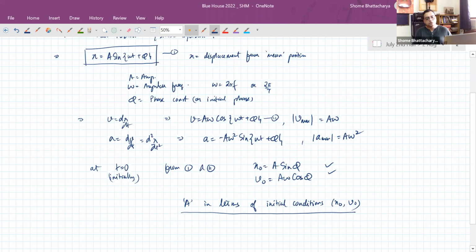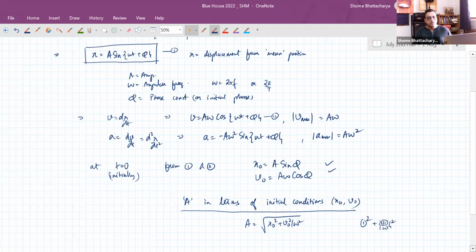So that comes out to be, if you use sine square phi plus cos square phi equal to 1, from that identity, you get that amplitude is equal to square root of x naught square plus v naught square by omega square. Okay. This comes by taking equation 1, squaring it, and taking equation 2 divided by omega on both the sides, and then squaring that. So if you square these two terms, you'll get this.